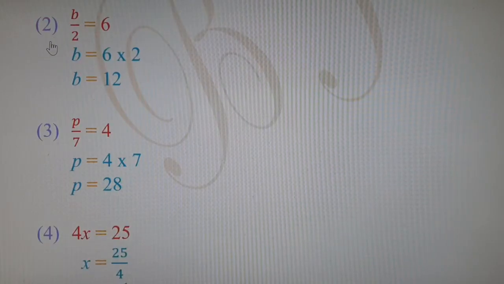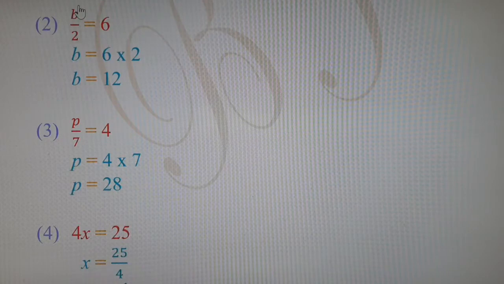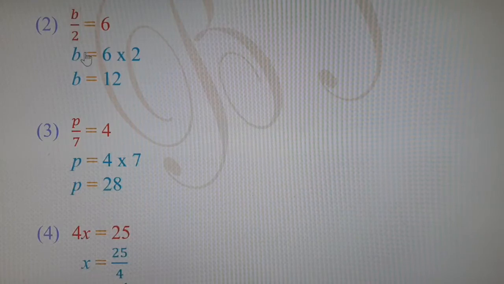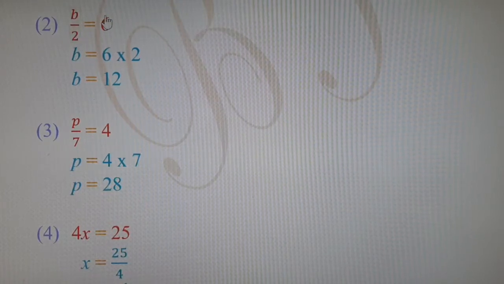Main question 2, sub question 2, exercise 4.2. B upon 2 is equal to 6. Here the value of B has to be found out. So the alphabet or the variable B has to be kept alone, and all its neighboring numbers next to it have to be sent to the other side.